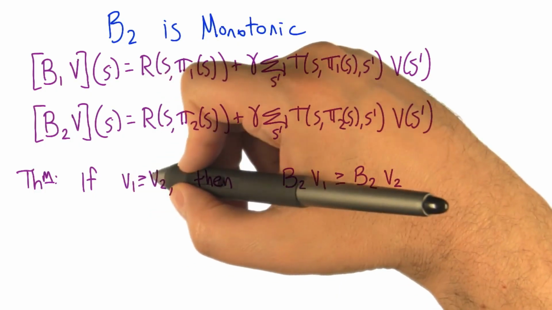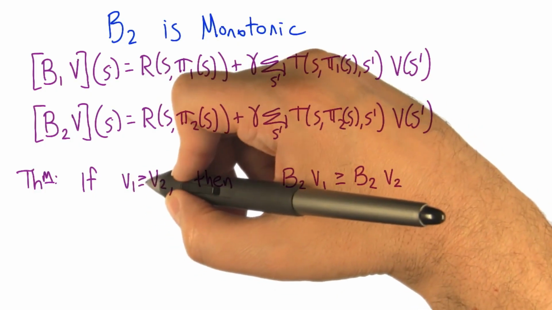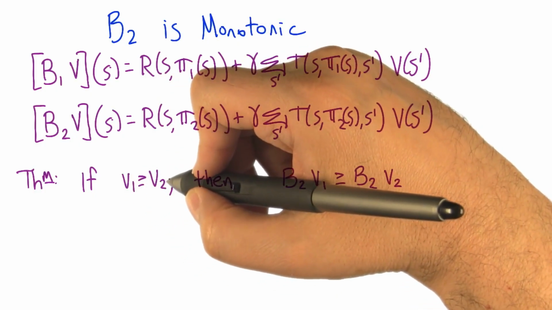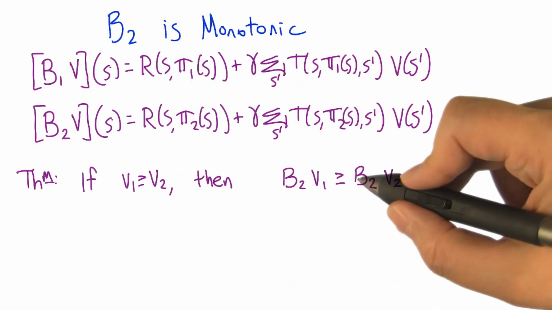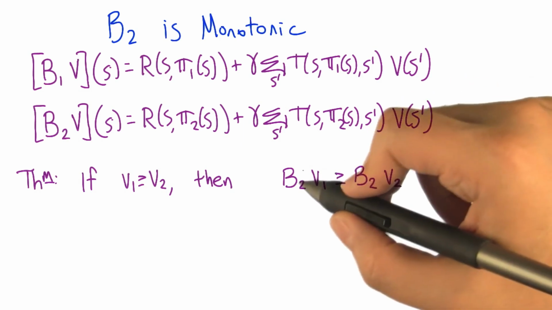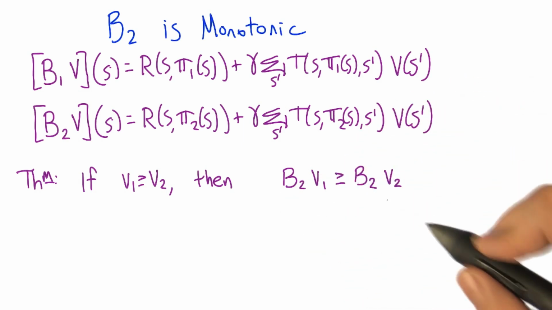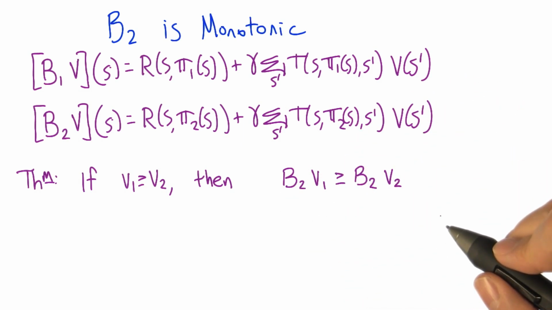So let's say that V1 dominates V2. So V1 is bigger than or equal to V2 at all states S. Then that still is true after we've applied Bellman operator B2 or Bellman operator B1, but we're talking about B2 right now.